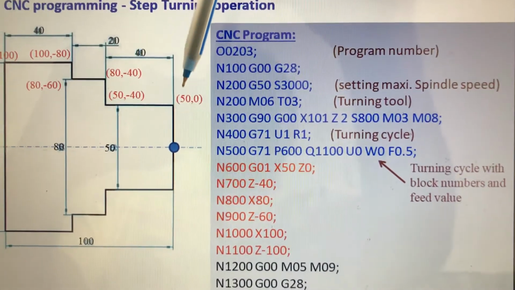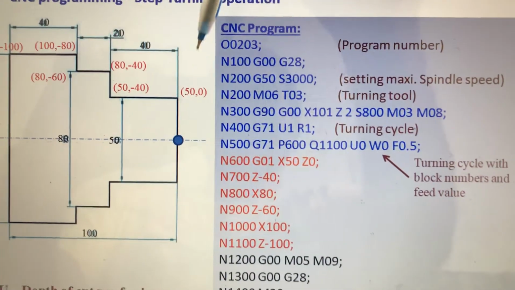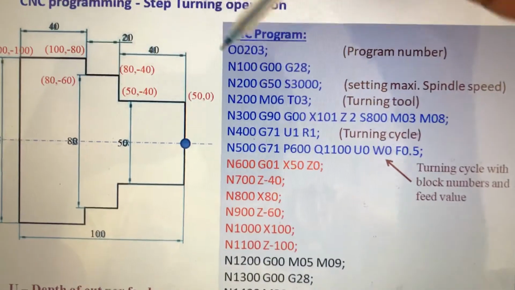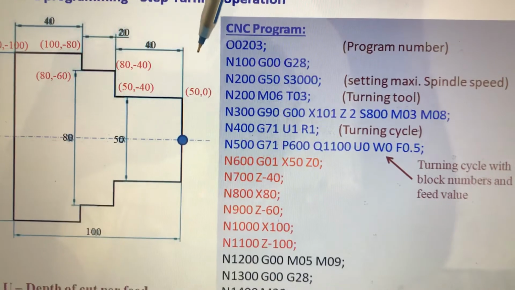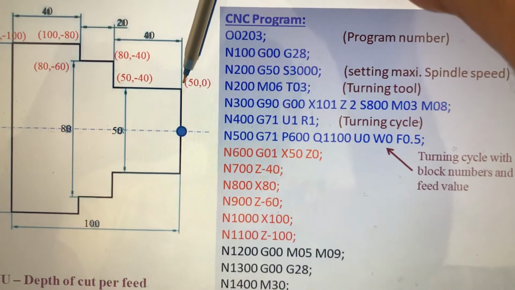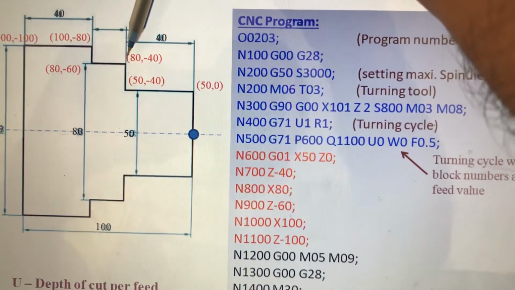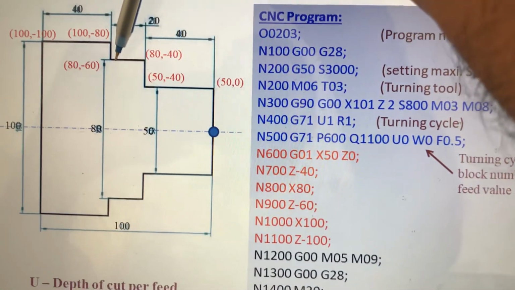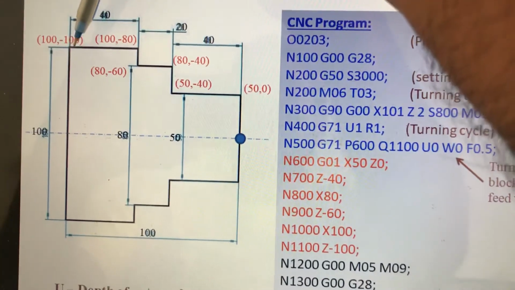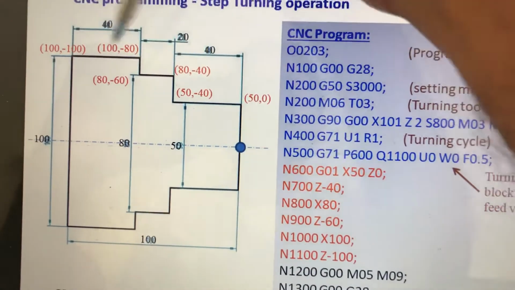After this, bring the tool to 0, 0, or bring the tool to 50, and then keep giving other values. If you are bringing the tool to 50 and 0 from 101, that is the first point, and then the second point is 50 minus 40, the third point is 80 minus 40, the fourth point is 80 minus 60, the fifth point is 100 minus 80, the sixth point is 100 minus 100. So this is the tool path. The tool will go like this, like this, like this. This is the tool path.